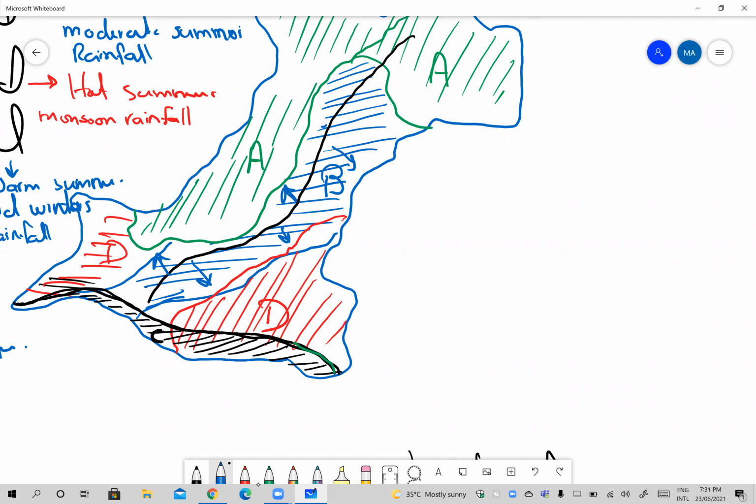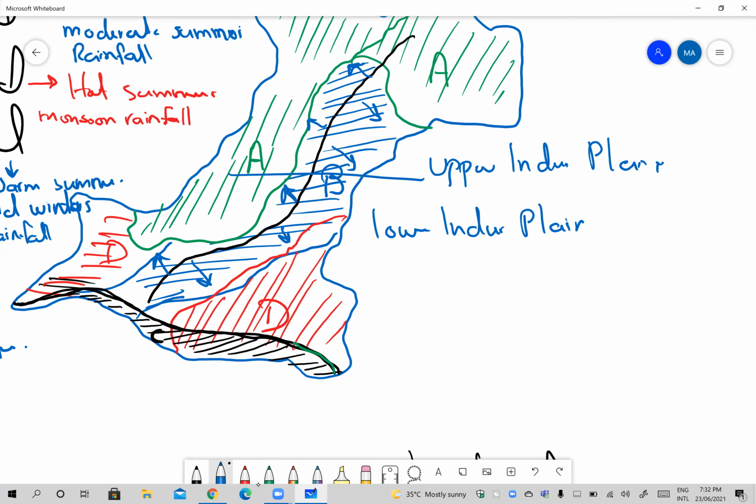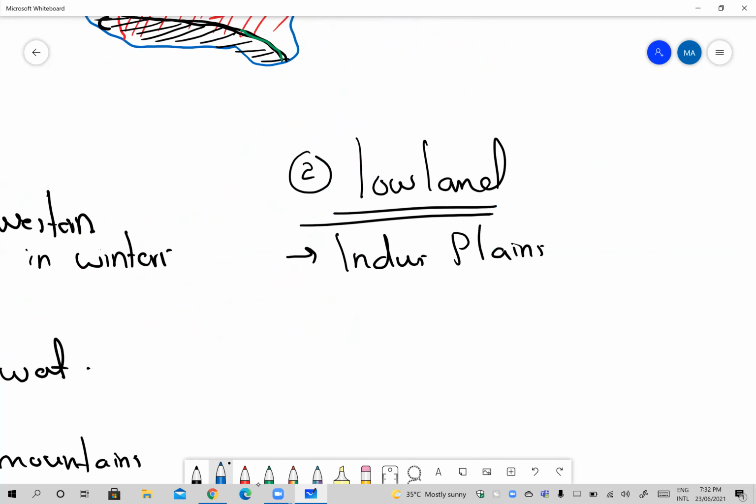And we divide these Indus Plains into two major categories. We did study this in the first chapter as well. The upper Indus Plains and the lower Indus Plains, okay? So all these areas alongside River Indus experience this lowland climate and hot summers.